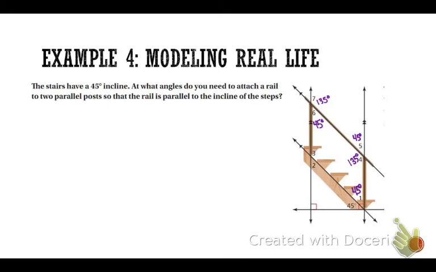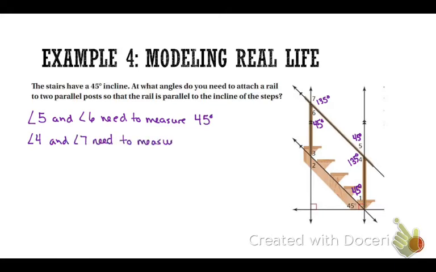So you would say that angles 5 and 6 need to be 45 degrees. And 4 and 7 need to be 135 degrees. And if you set them at those angle measurements, it will be parallel to the steps. Okay, so we're just using our angle relationships. You say, well, Miss Kinder, the steps kind of messed me up. All right, well, that's important, but it's not the most important thing about the lesson.